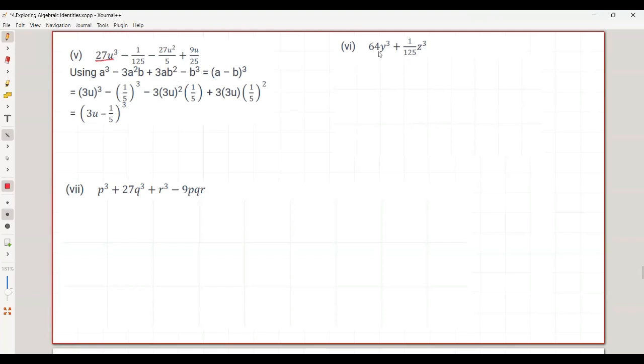Right, so the 6th one: 64y cube plus 1 by 125 z cube. Two variables are given, and a cubic formula. Which formula can be used? a cube plus b cube, right?